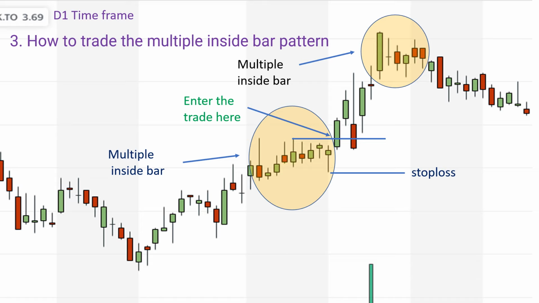So you see the market is reversing. Traders attempt to exit the trade as soon as the next candle, this bearish candle, passes the low of this inside bar, and then they put their stop loss above the high of this inside bar here. So they exit the market here and they put their stop loss right there.